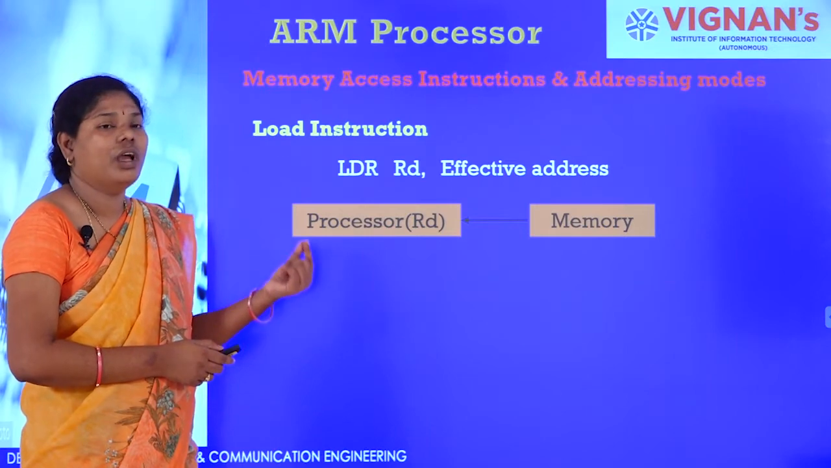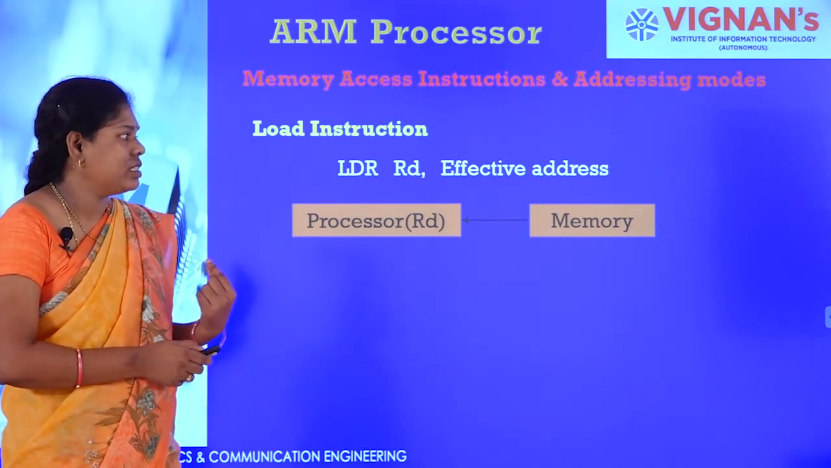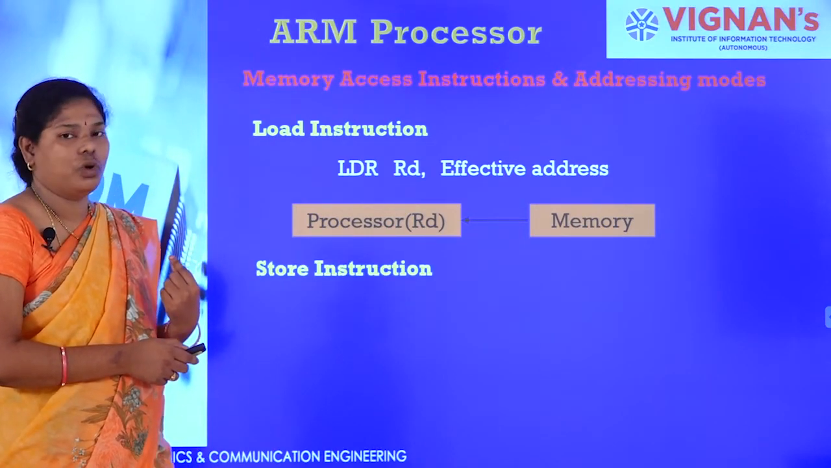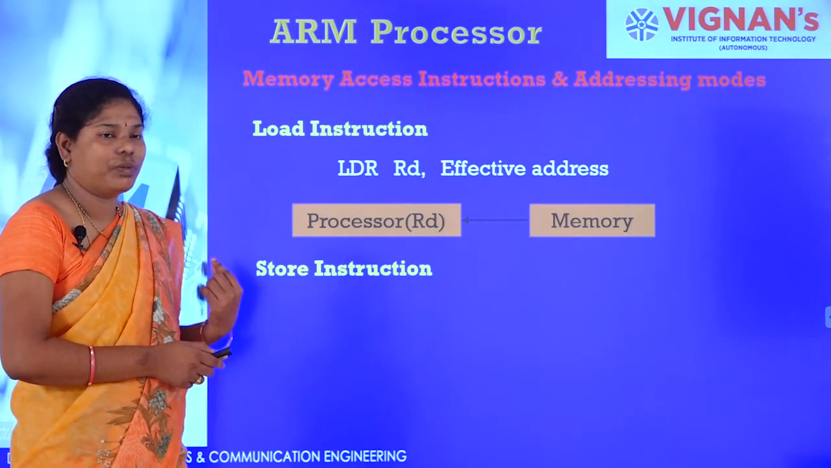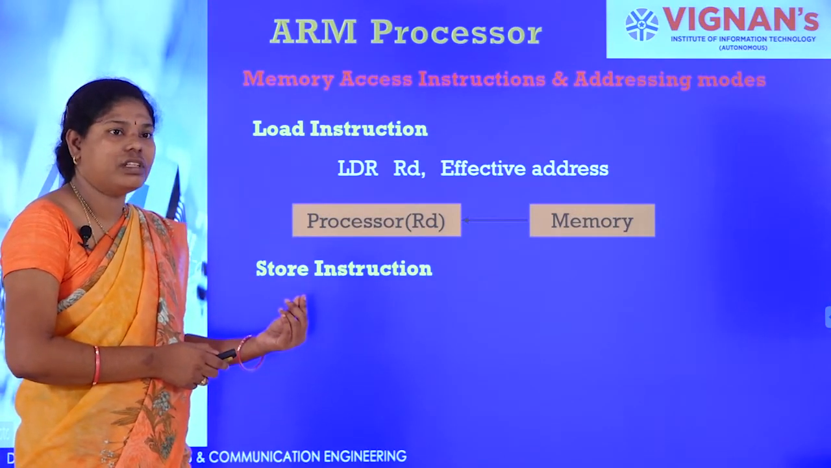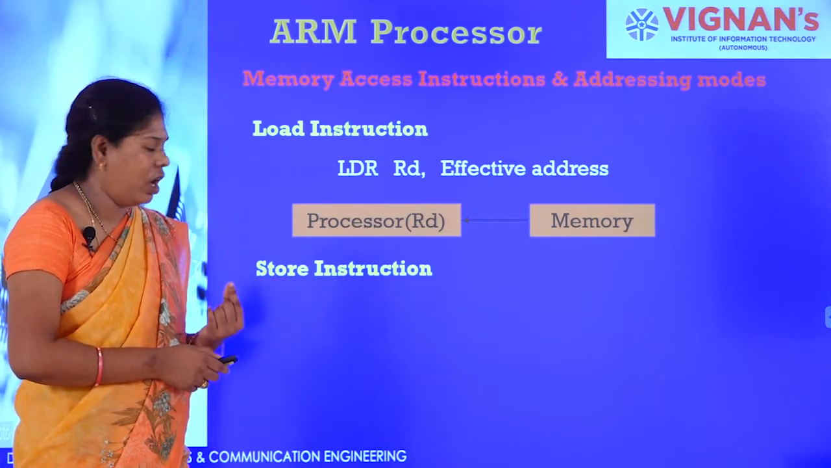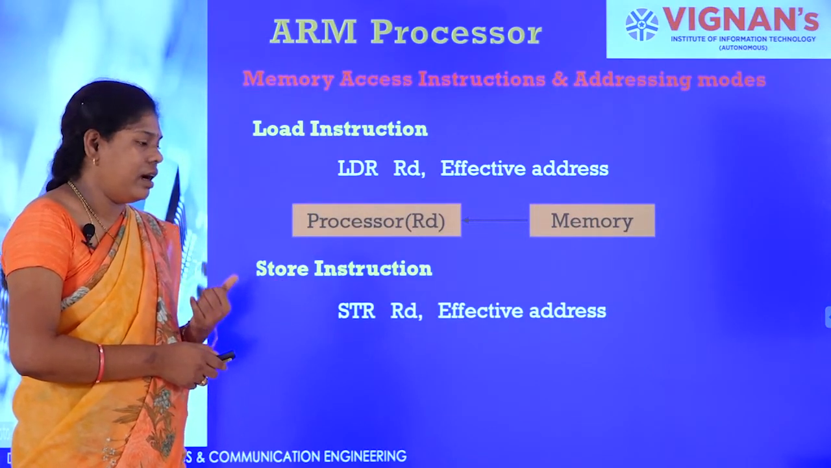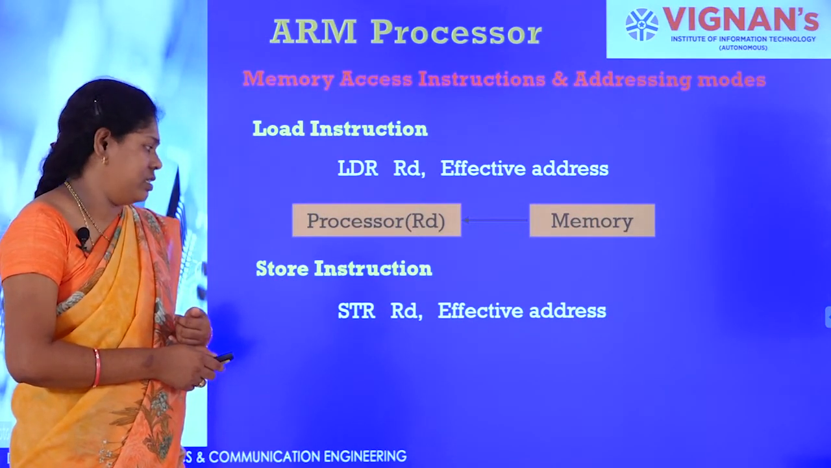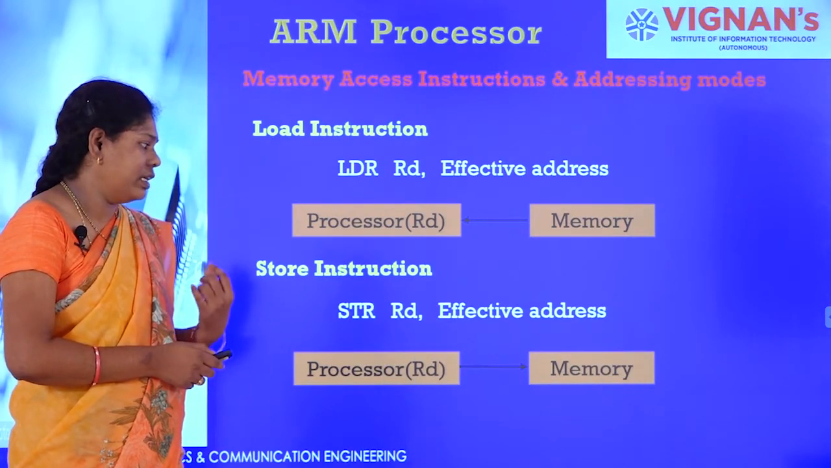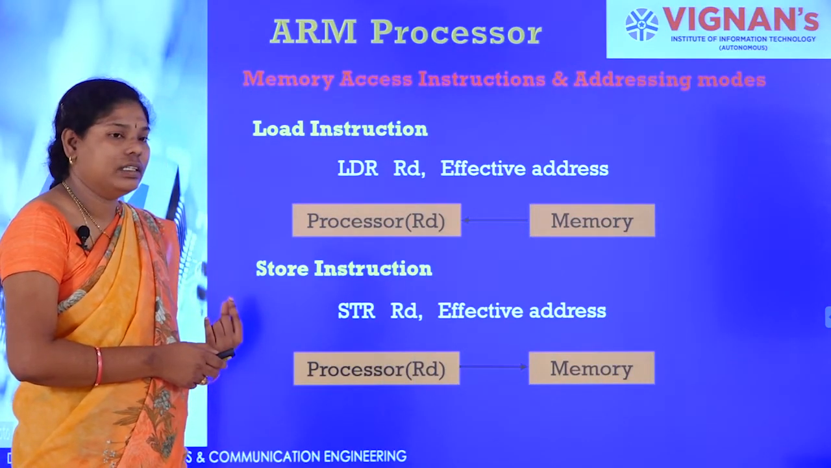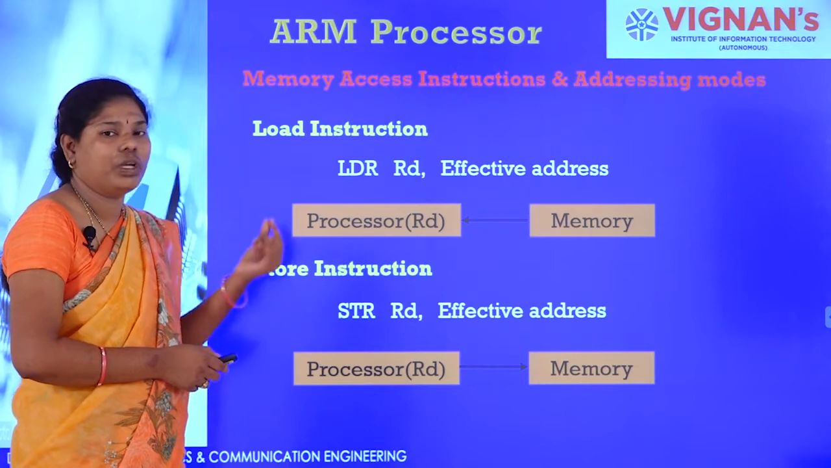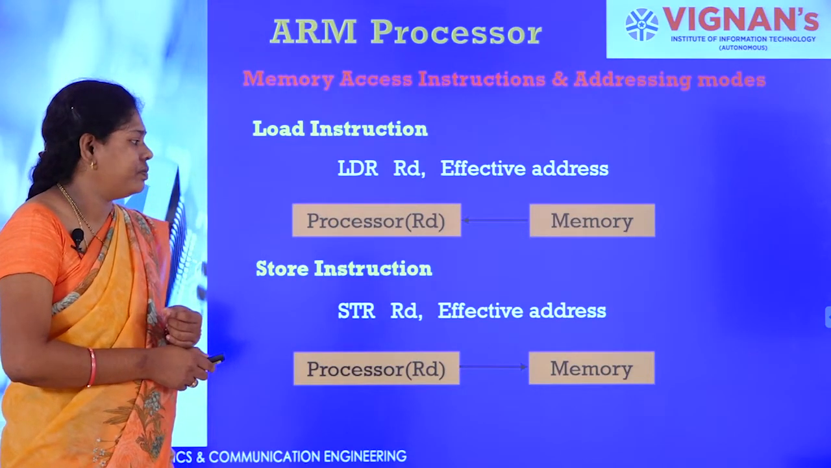So, the contents of memory are copied to processor, that is it is a read operation, the processor reading the data from the memory. The next one is store operation, store instruction. Here the processor is storing the data. Where will it store? In memory. How will it store? STR Rd, effective address. The contents of the processor, that is the contents of register, will be copied to memory.